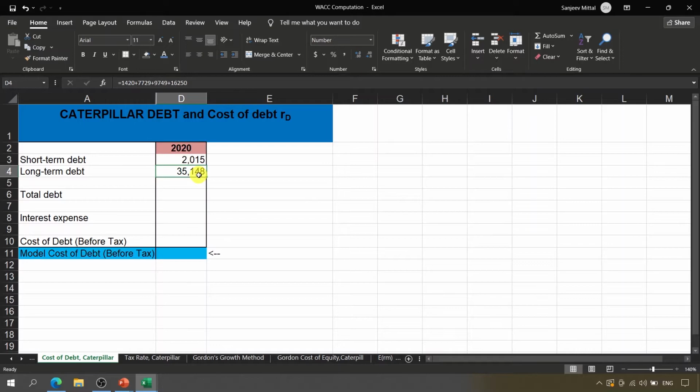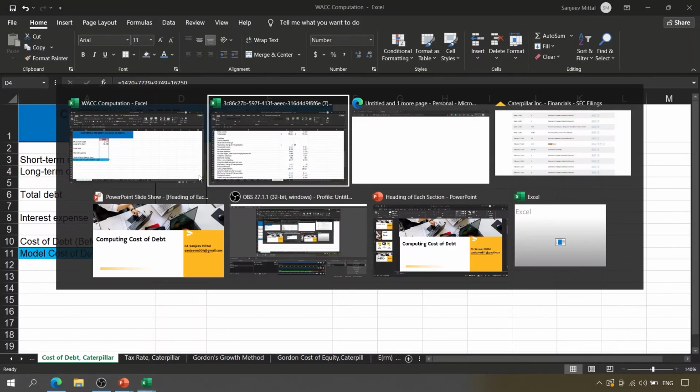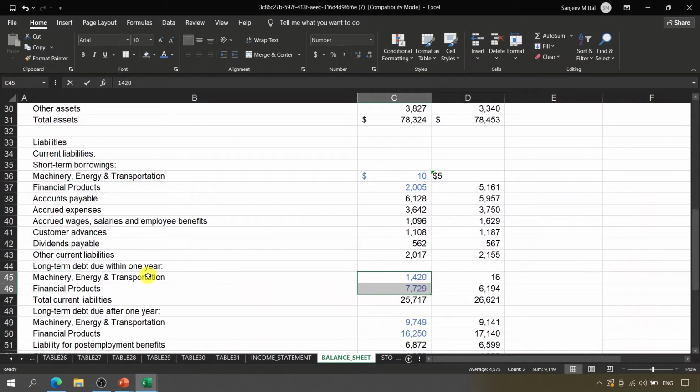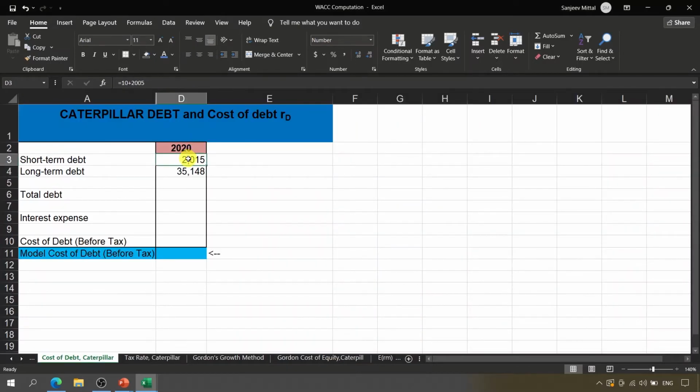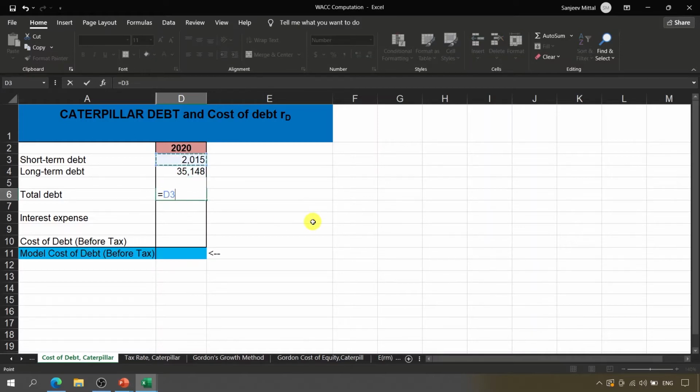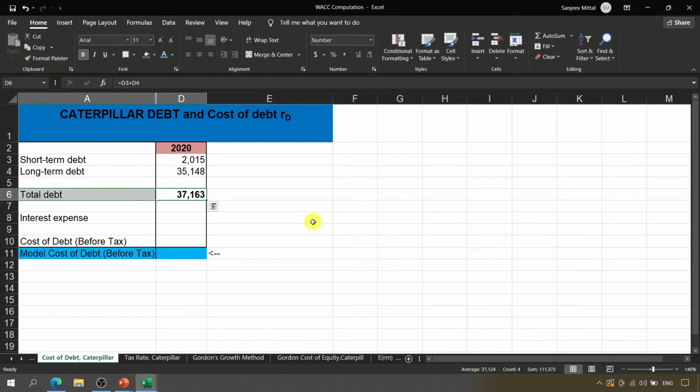Now you could have also shown this long-term debt which was due within 1 year inside our short-term debt amount. But at the end, we would need our total debt for the purpose of our cost of debt calculation. So this is our total debt, which is our final amount for calculating the cost of debt.